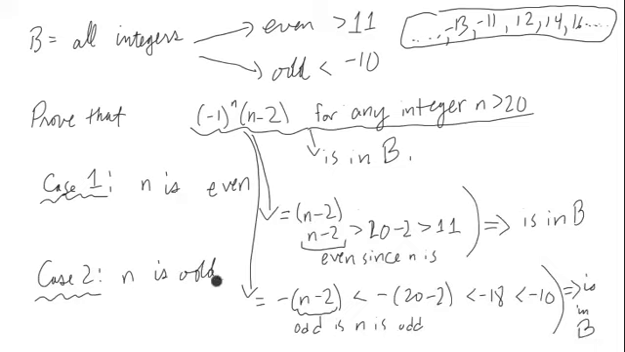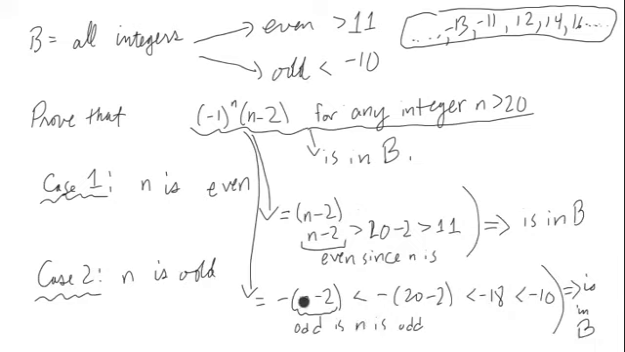Now let's look at the case when n is odd. When n is odd, this becomes a negative. So just negative n minus 2. Now, n is greater than 20. And so if we didn't have these negatives, the inequality like n greater than 20 would be going this way, but with these negatives, it's the opposite. And so we think negative n minus 2 is going to be less than negative quantity 20 minus 2. So it's going to be less than negative 18, which is definitely less than negative 10. Check off that box.